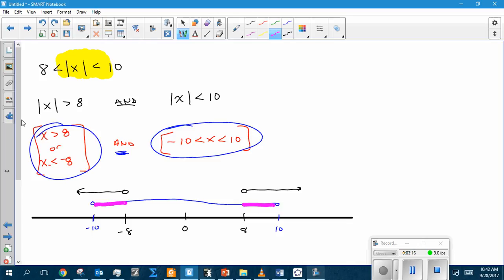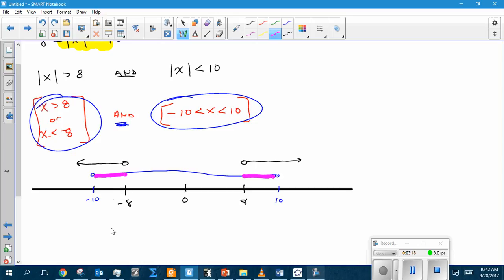So how do we write that in interval notation? Those purple values go from negative 10 to negative 8. For some reason, that thing wants to keep coming back. Negative 10 to negative 8. And over here, 8 to 10. And we'll union those.